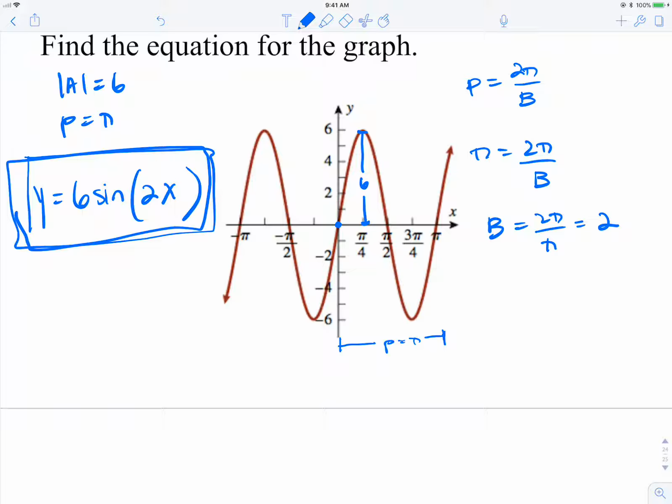Next time, we are going to look at horizontally and vertically shifting the graphs of sine and cosine.